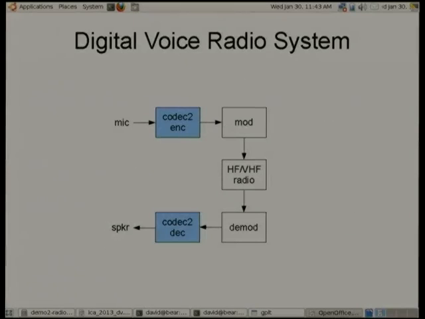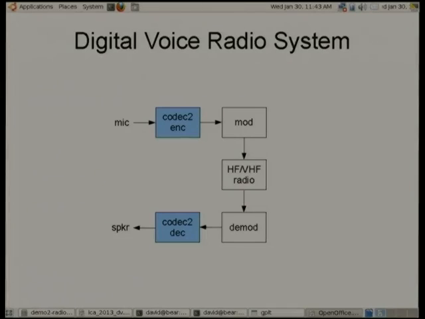Okay, so this is a typical digital radio system. First thing is we have some analog speech that's sampled by a microphone, and that enters the speech codec, in this case the Codec 2 encoder, where it gets compressed down to a low bit rate, something like 1400 bits per second. It then goes into a modulator. Now that takes the bits and converts them into a series of audio tones that can be then sent through some sort of analog radio system and over an analog radio channel.